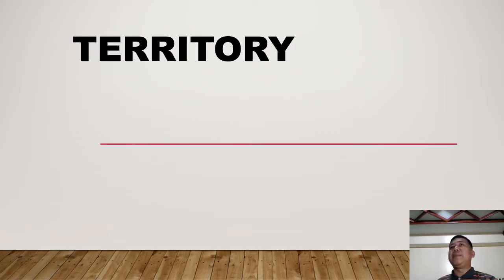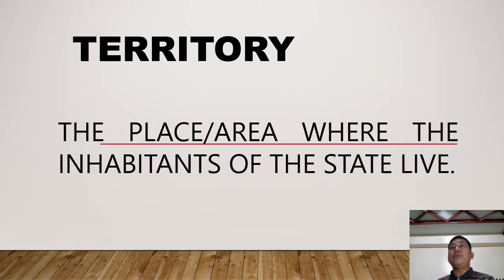The second element is territory. Coming from the second phrase of the definition is territory. When we say territory, it is the place or the area where the inhabitants of the state live. Without the territory, where are we going to place the people? So the people of the state live in the territory.